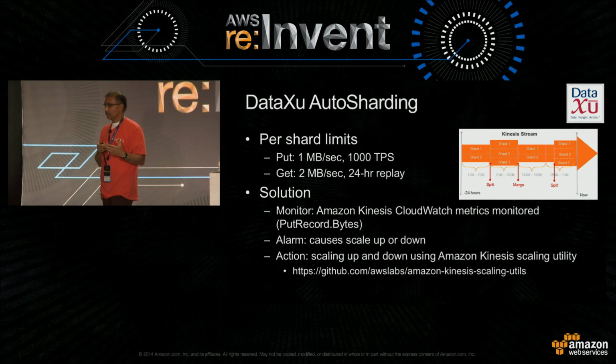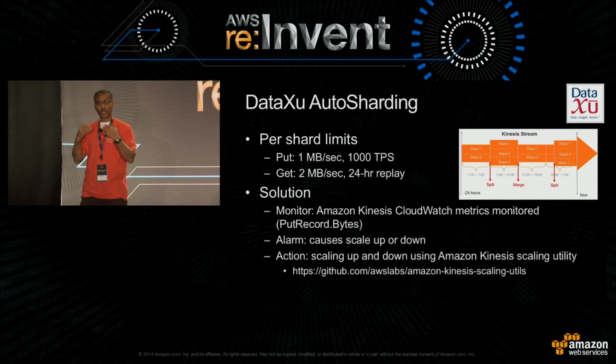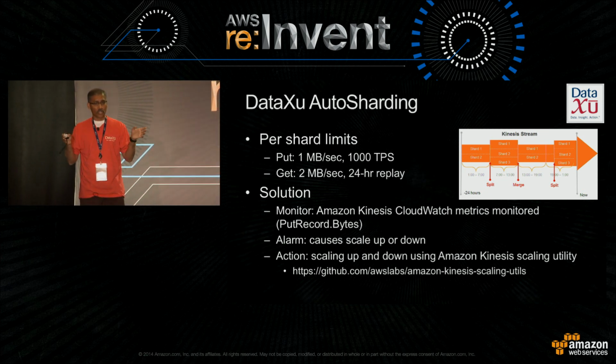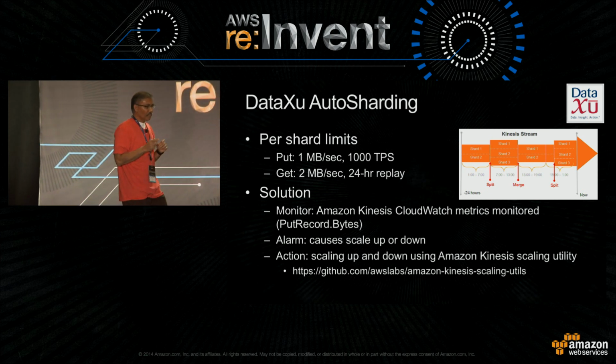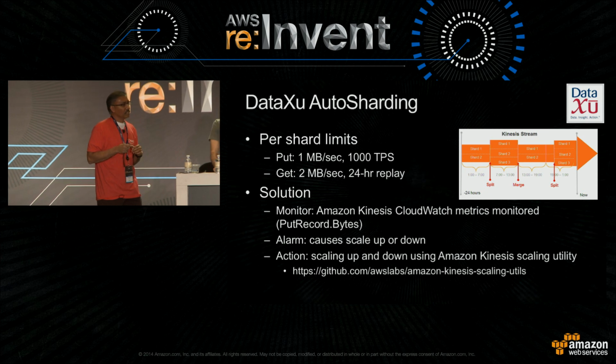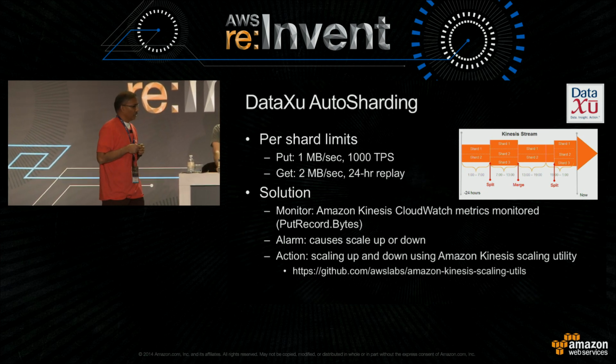You do the opposite, which is called merge. You take 2 and you combine them into 1. And you can do this all day long if you want with automation. But be careful, putRecords.bytes is not the only one to drive your scalability. And here is why.